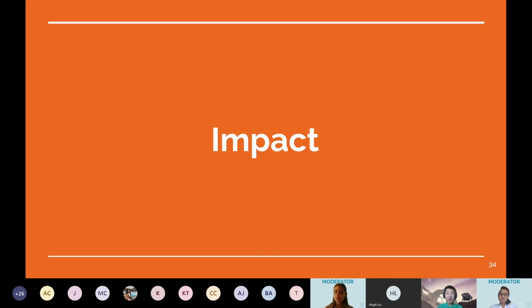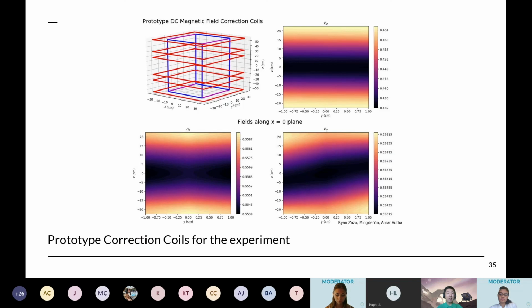Now let's talk about the impact that Biscuit has on everything. Firstly, what we use Biscuit for is to design the magnetic field correction coils for the spectroscopy experiment to correct the Zeeman effect. The goal of these coils is basically to have large and smooth regions of magnetic fields. As you can see in the contour plots here, those large dark regions correspond to the smooth magnetic fields, meaning that we can adjust the entire magnetic field throughout the entire volume of the experiment very evenly.